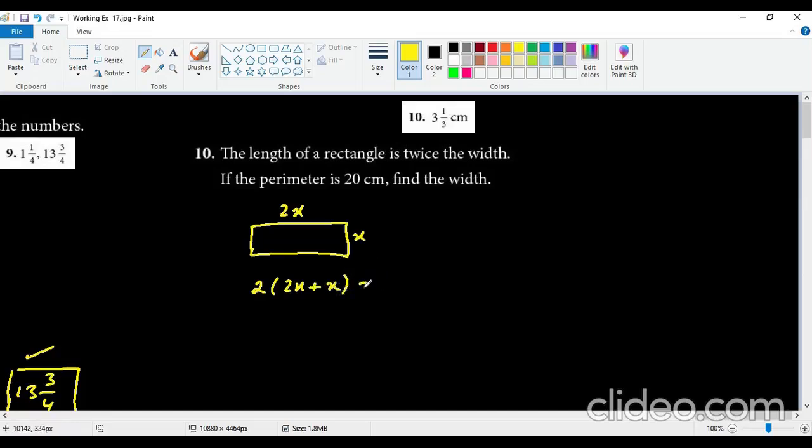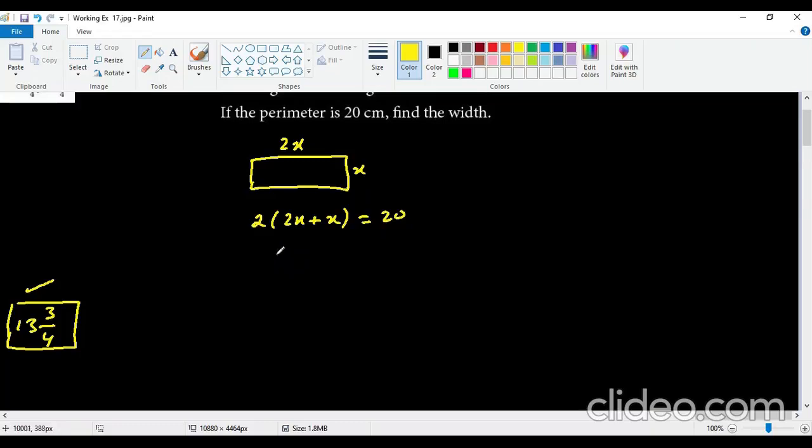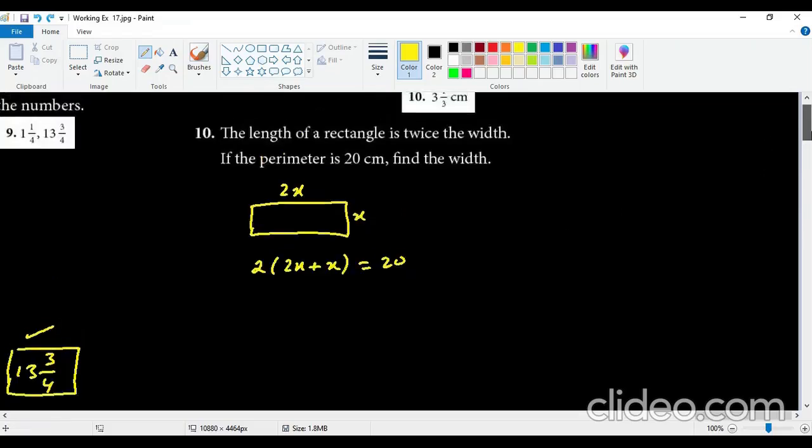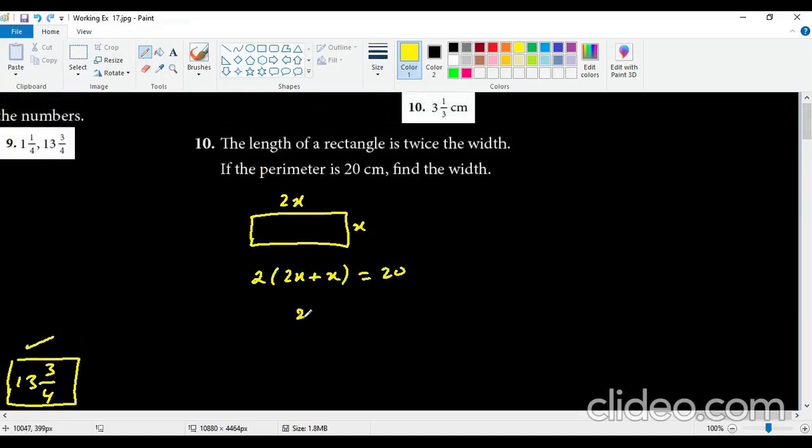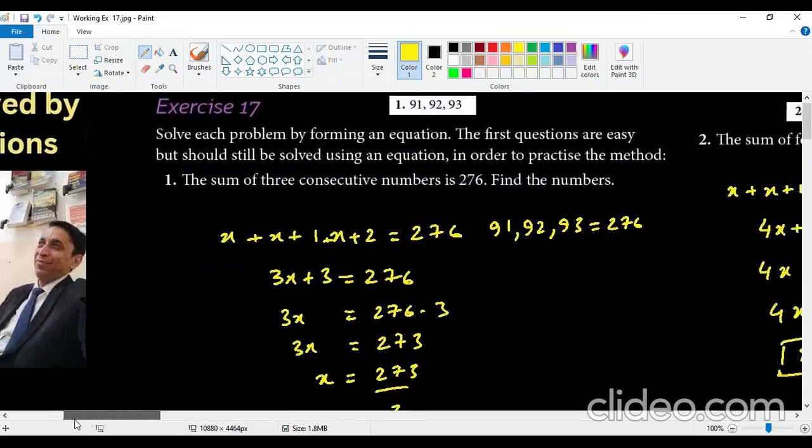If the perimeter is 20, find the width. So in here, what we do is this gives 4x plus 2x equals 20, or we can simply divide. This is 3x equals 20 divided by 2. It's going to give us 10. And that means x will be equal to 3 whole 1 over 3. Moving on to question number 11, which is going to be somewhere here.